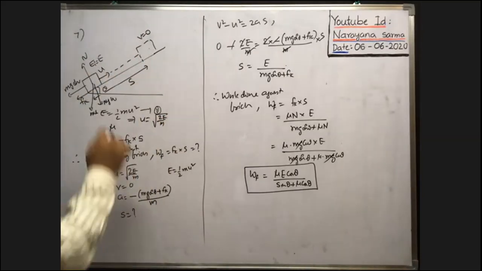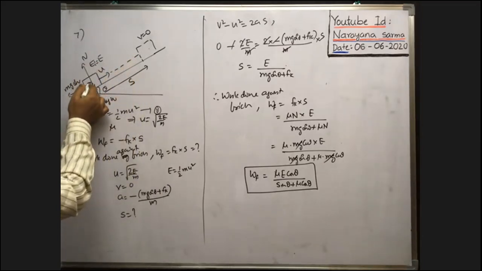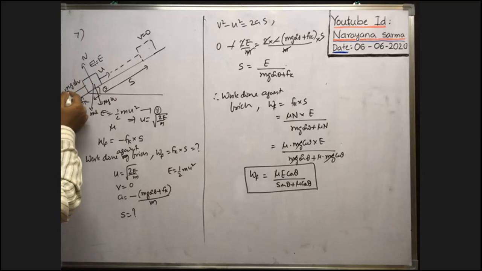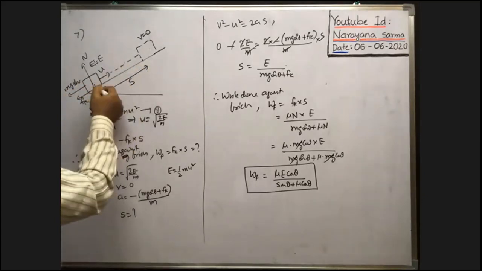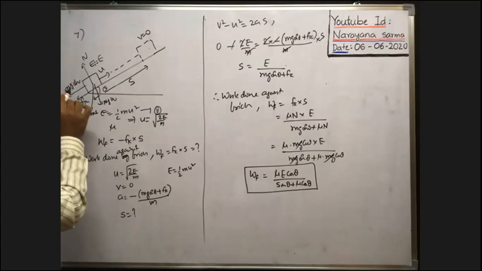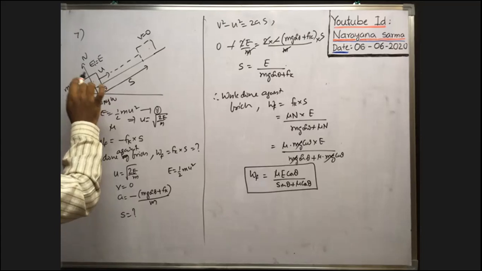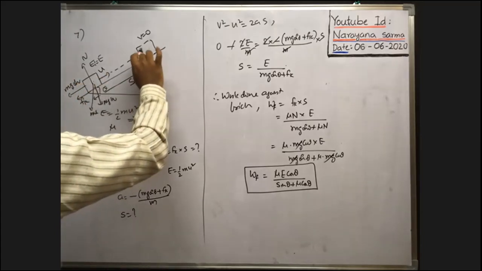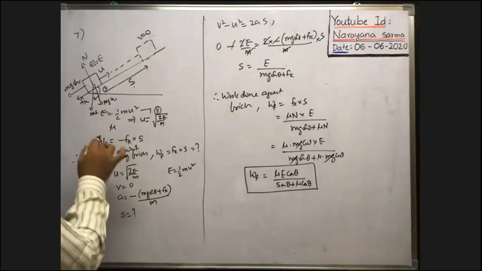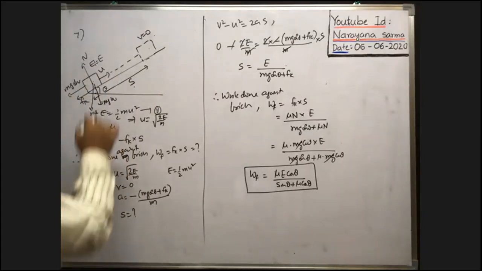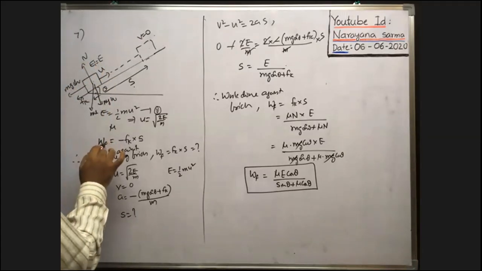Now whenever the block is projected upwards, on the block along the inclined plane, mg sin theta always acts along the inclined plane downwards. But whenever the block moves upwards along the inclined plane, the friction acts in the opposite direction. That's why mg sin theta and Fk are the retarding forces acting on the block. Due to that, the velocity of the block gradually decreases and becomes zero after traveling a distance s. Here they asked for the work done on the block against the friction.